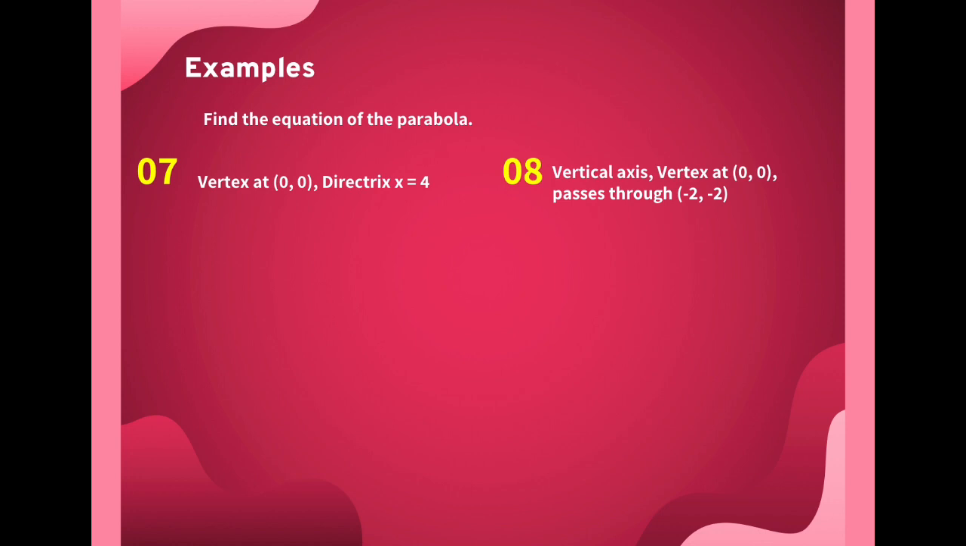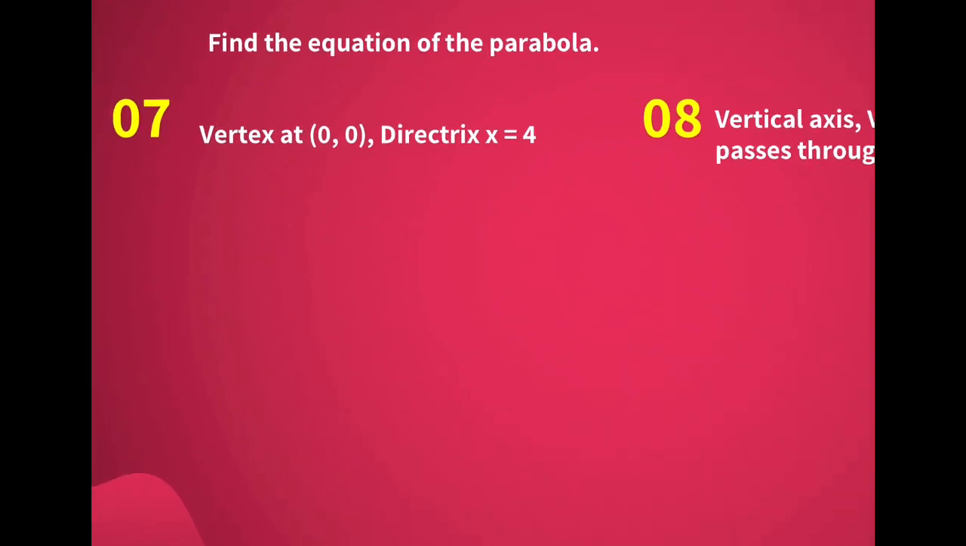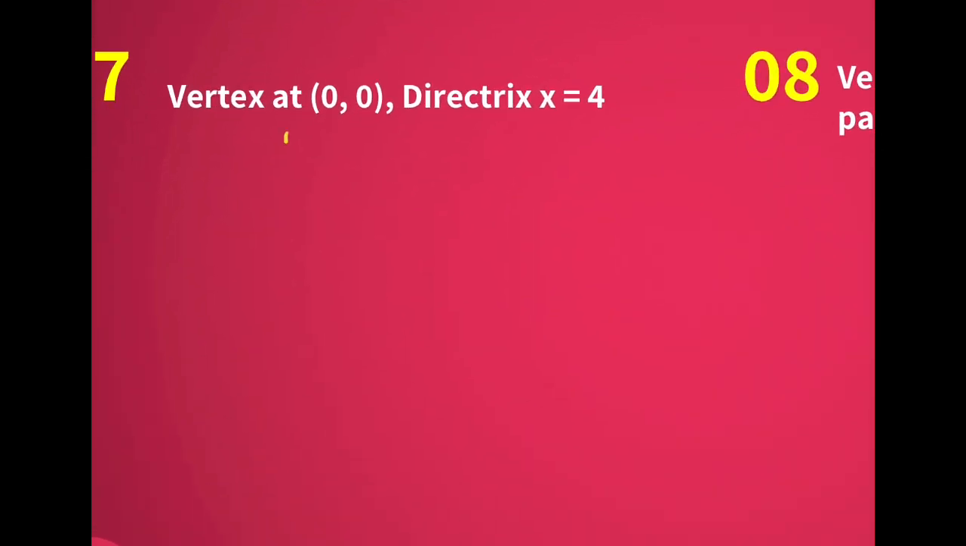Okay, next set of instructions or examples, number 7. Vertex at 0, 0, directrix at x equals 4. So back to vertex at 0, 0. No h or k here. 0, 0. This time directrix is x equals 4. 1, 2, 3, 4. X equals is a vertical line.